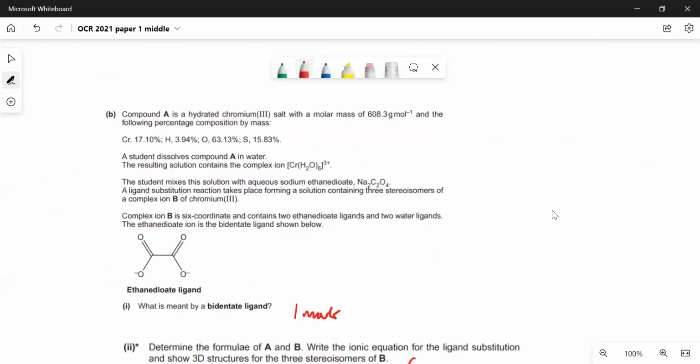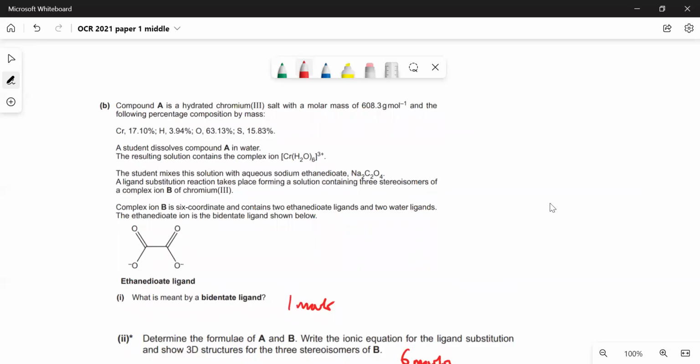Okay, so we've got a compound here, a hydrated chromium compound. They give us the Mr and they give us the percentages, so we're going to have to work that out. And they tell us the chromium must exist as the 3+ ion, because it forms that species when you dissolve it in water. And then later on we'll talk about that. So let's work out what A is. Determine the formula of A and B. Let's work out A first of all.